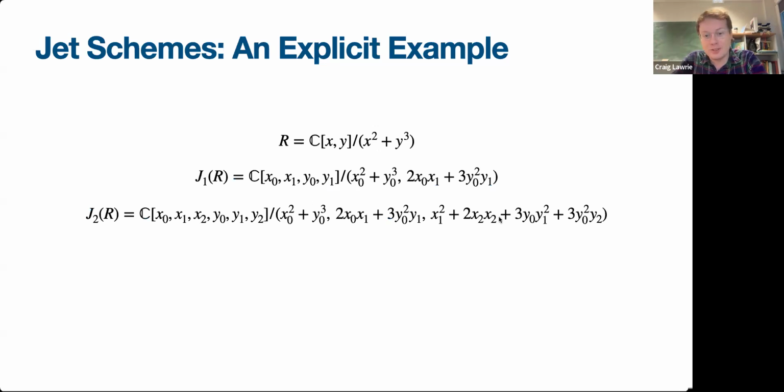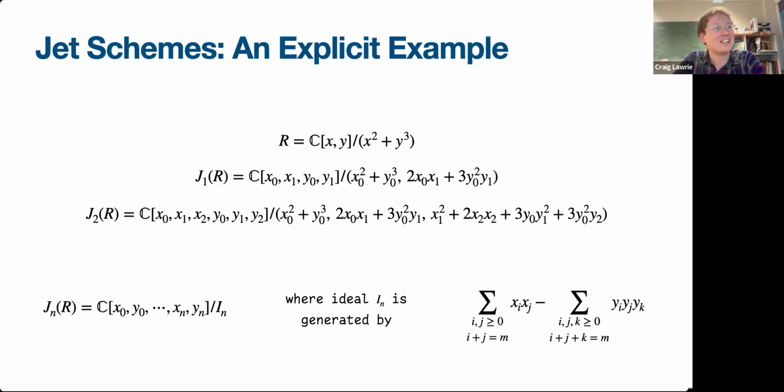We have 1, 2, 3 relations now, and 6 coordinates. And you can start to get a feel for the fact that this grows kind of fast. So for the nth jet scheme, generically, there are 2n coordinates, and you have an ideal, which is generated by, I think, n plus 1 polynomials, which are essentially of this form. Okay, so the thing to maybe be convinced of is that this is a very concrete object.